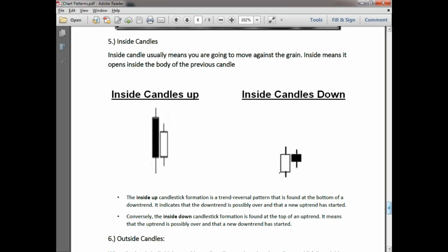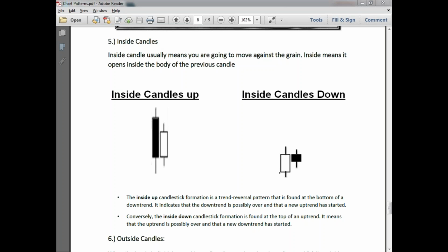Okay, and Narendra, thanks for letting us know. However, now it is only called inside candle. It will not be called harami. Okay, this was done in around 2015. So in 2015, yes, it is called harami as well. It is inside candle. There are bullish haramis and bearish haramis. So that's what inside candle up and inside candle down. So bullish harami means that it is a positive one, and bearish harami means that it is a negative one.